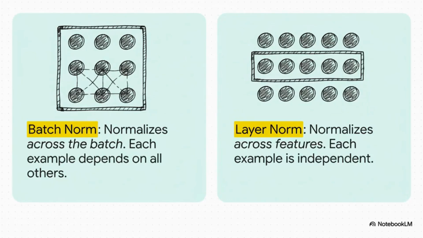And that right there is the entire game. Batch normalization creates this web of dependency. Every data point is normalized based on its neighbors. But layer normalization says, nope, every data point stands on its own. Each example is normalized completely independently. This tiny shift in direction, from vertical to horizontal, changes everything.